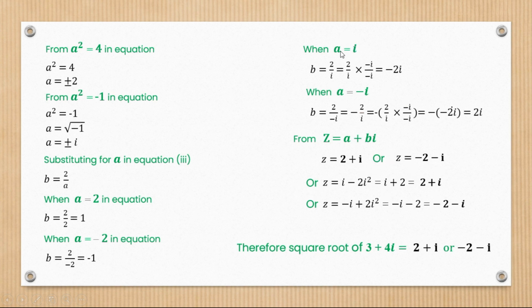I will not need to compare with this again. Doing it with this is enough. So I will only use one of the sides. So it's optional for you. But that's how I find the square root of 3 plus 4i. Alright, let's move on to question number 2.